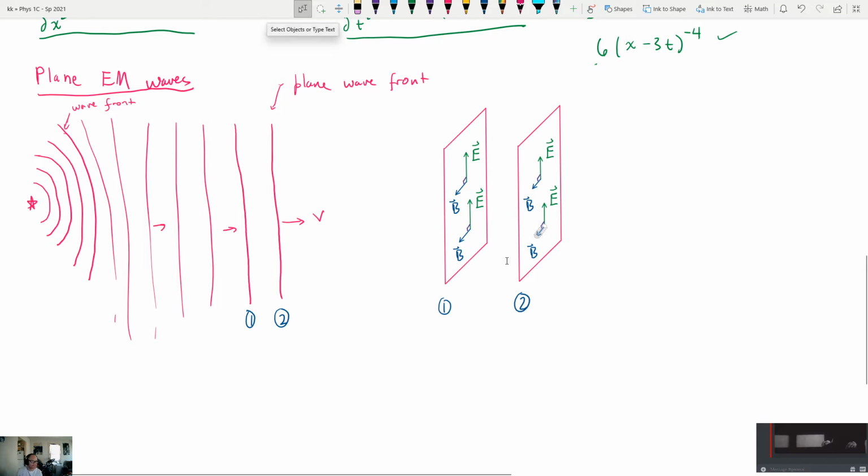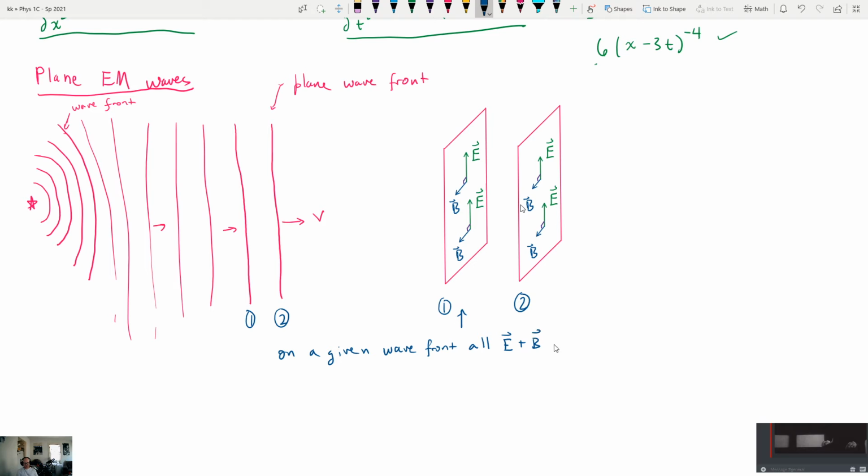So imagine a plane, and on that plane you just have a bunch of field vectors, okay? And on a given plane, all the E fields are the same. Do I need to write that down? I probably should. So on a given plane, or a given wavefront, all E and B values are the same. But they change from wavefront to wavefront, okay?